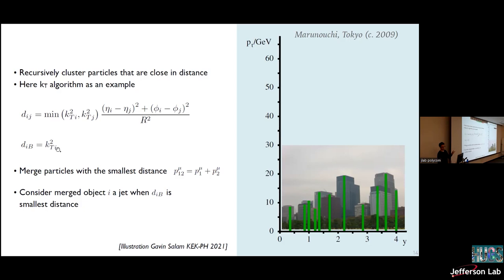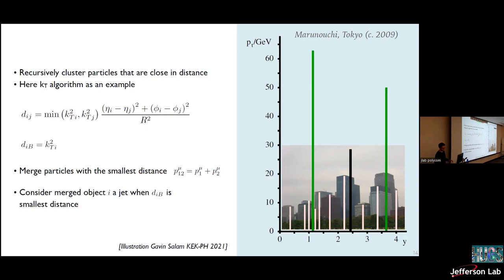So in this particular illustration, I think R is chosen here as one, and this one here is too far away, and the pairwise distance here is actually larger than the beam distance. It's because of this ratio: whenever this ratio is sufficiently small, they will be clustered together, and if it's too large, then it will not continue. It will just isolate them and you call that object a jet. Does that make sense? Okay, yeah, thanks.